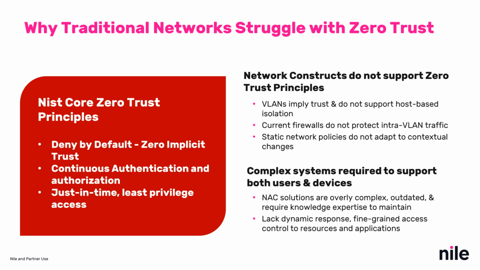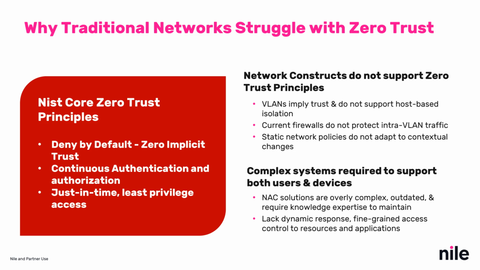Let's talk about why traditional networks fall short of true zero-trust security. On the left, we've highlighted core principles from the NIST Zero Trust framework. Things like denying implicit trust, continuously authenticating and authorizing access, and enforcing just-in-time, least privilege access. These principles are foundational to building secure, identity-aware environments. Now, contrast that with what we see in most traditional architectures on the right.